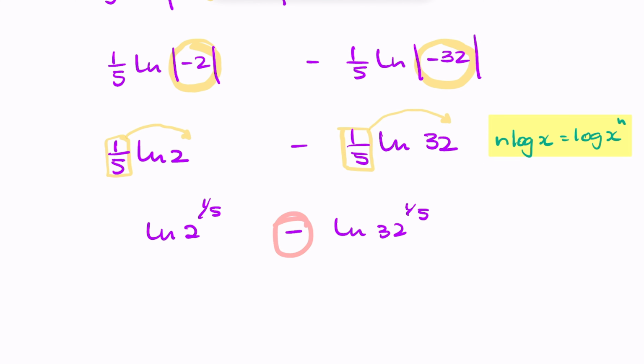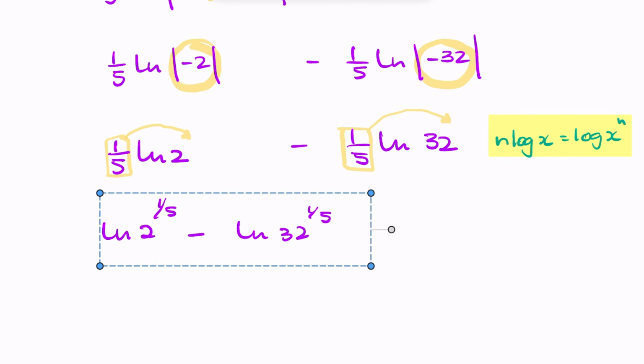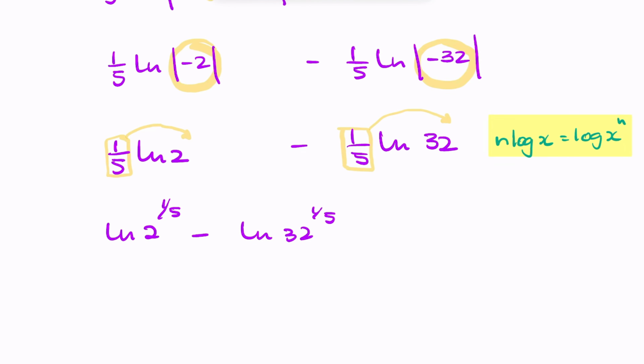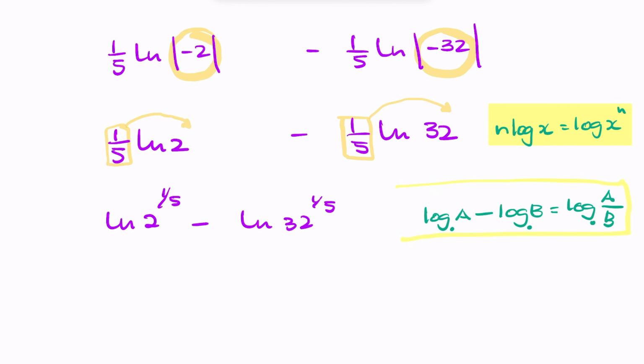And when you have a difference of two logs, there's another property you can use. So let me write that there. We can say that log A minus log B equals log A over B, provided that we have the same base. So we can turn this subtraction into division. So we now have ln of 2 over 32, all to the power 1 over 5.